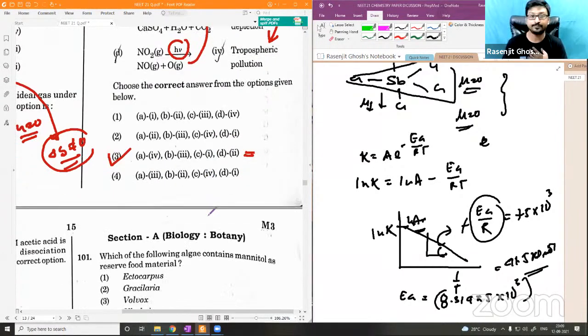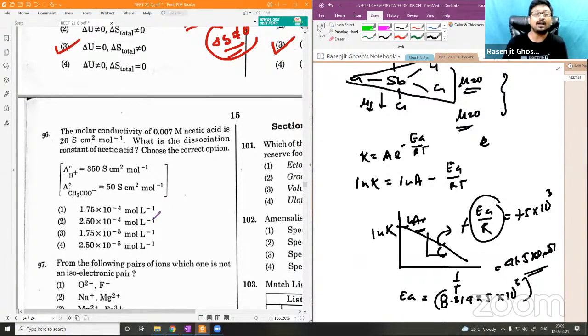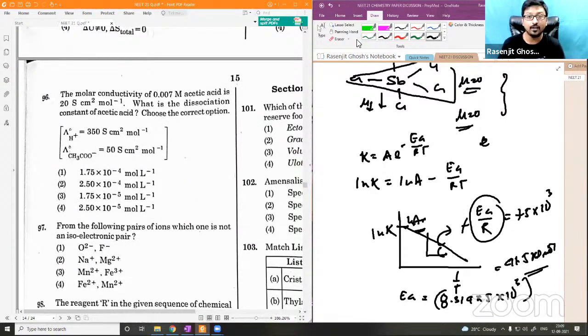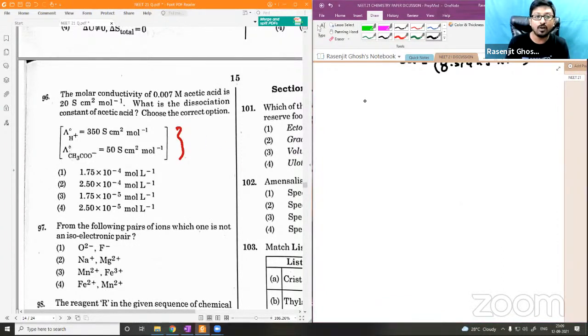Okay. So we are in the last phase, only 4 questions are left. The molar conductivity of 0.007 molar acetic acid is 20 Siemens centimeter square mole inverse, right? So you have to calculate the dissociation constant. Now, this is very, very simple. First, you have to calculate the molar conductivity of acetic acid at infinite dilution, and the data are given. So what is lambda 0 of acetic acid? That is 350 plus 50.